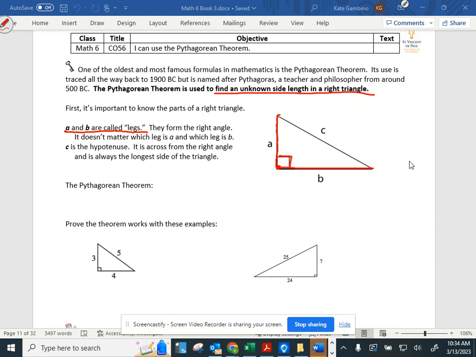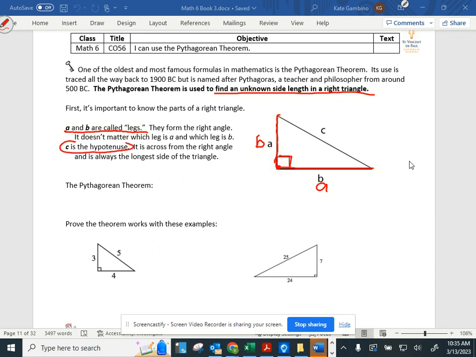There should be no doodling. We should all have our eyes up on the screen. This is an important formula. We need to understand the parts. So I truly need all eyes up here. It doesn't matter which of the legs we call A and which one we call B. But we just know that A and B, whichever order we put it, form that right angle.